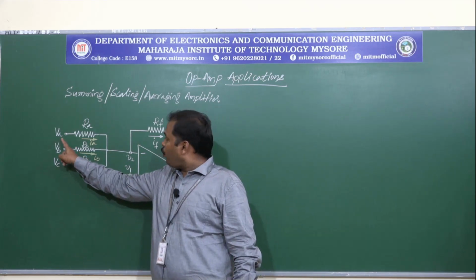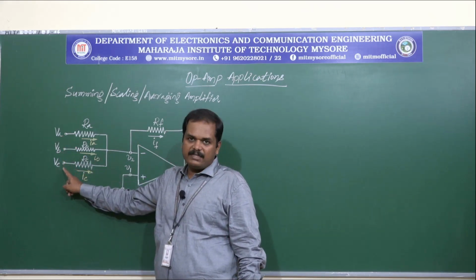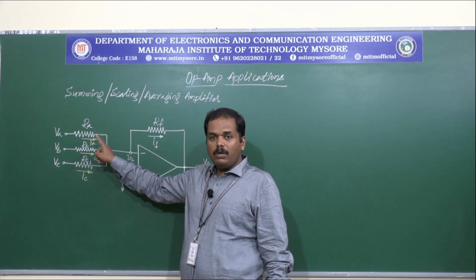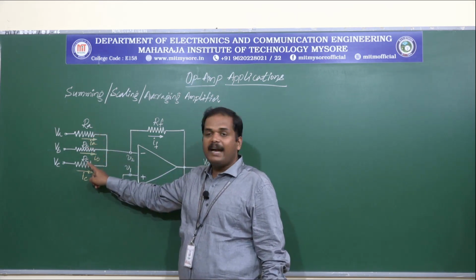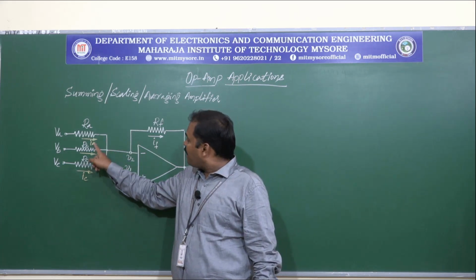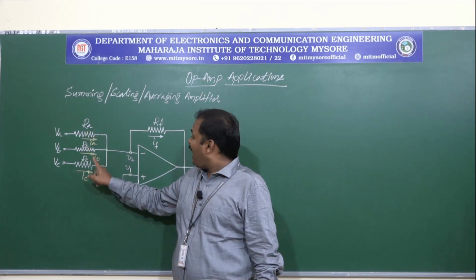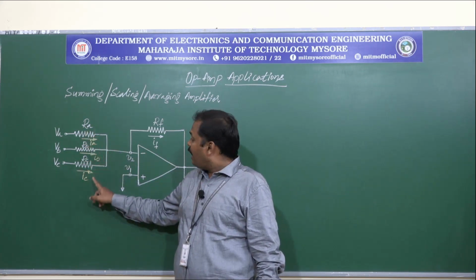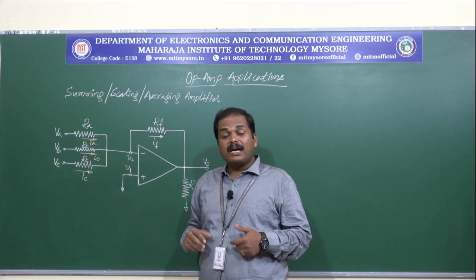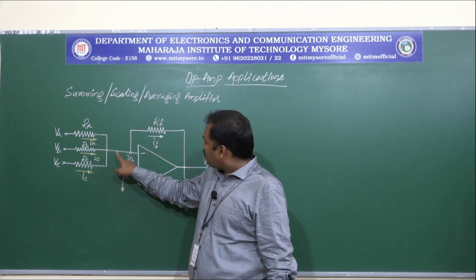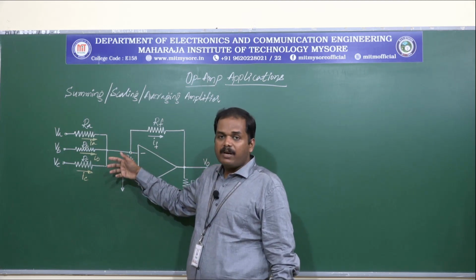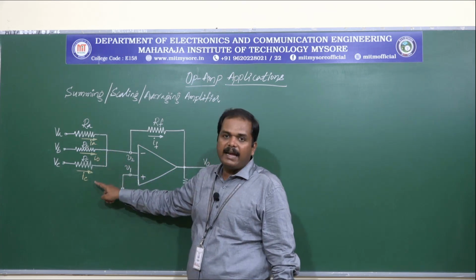Now we have three voltage sources VA, VB and VC, and these are connected to the inverting terminal V2 through input elements RA, RB and RC respectively. And as we can see here in the circuit, we have current IA that is flowing through RA, IB is the current that is flowing through RB and IC is the current that is flowing through RC. And by Kirchhoff's current law, we can say the current that is coming into the terminal V2 through this input terminal is the algebraic sum of IA, IB and IC.